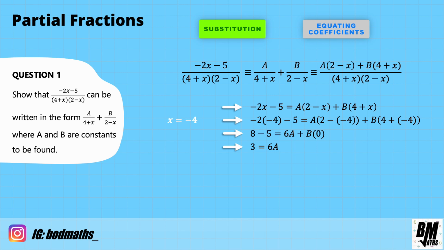Switching that over to the other side, the same way we did when finding the constant b, we're going to get 3 over 6, which simplifies to 1 over 2, so a is equal to a half. And there we have it. We found both constants a and b through the method of substitution.